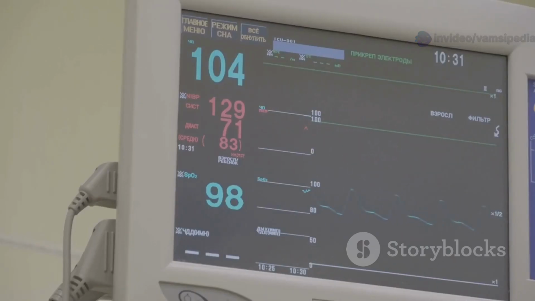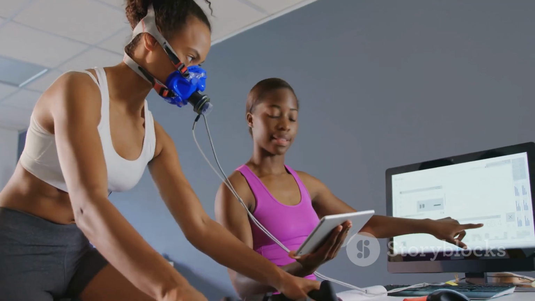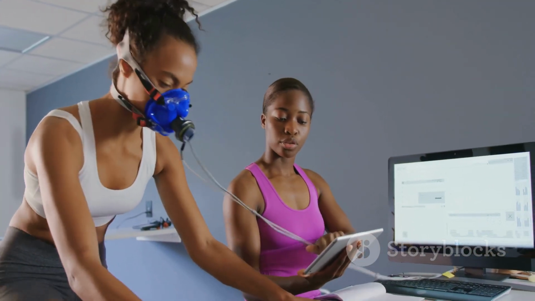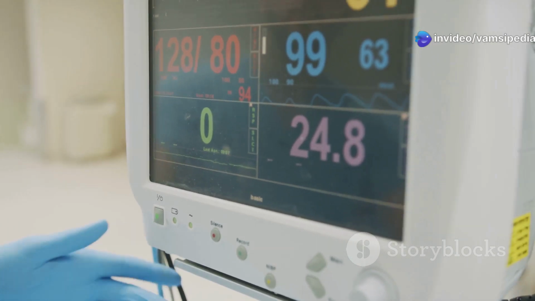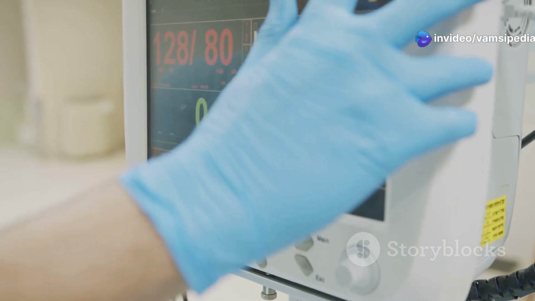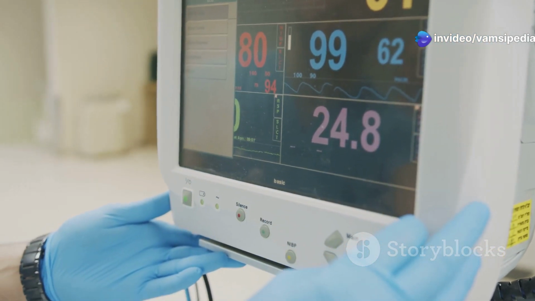Respiratory exchange ratio, or RER, is crucial. It's the ratio of CO2 production to O2 consumption. Values greater than 1.1 indicate maximal effort, while lower values might suggest suboptimal effort or possible metabolic issues.